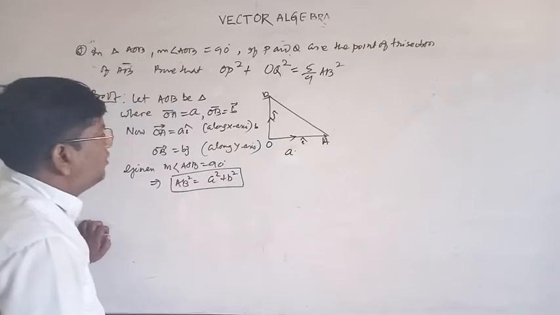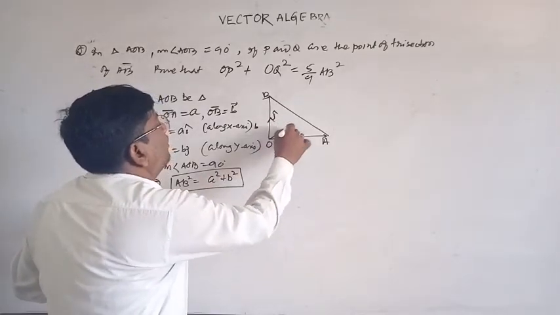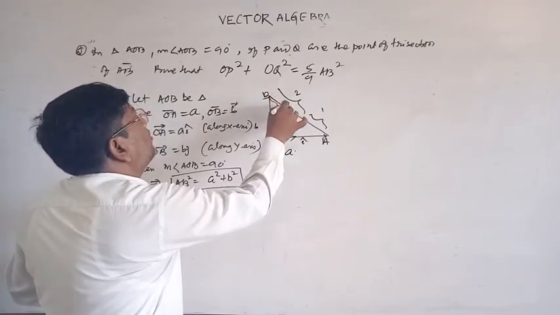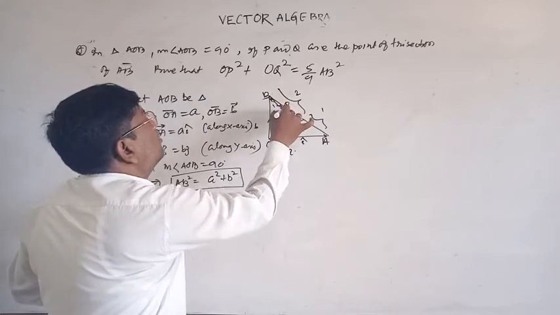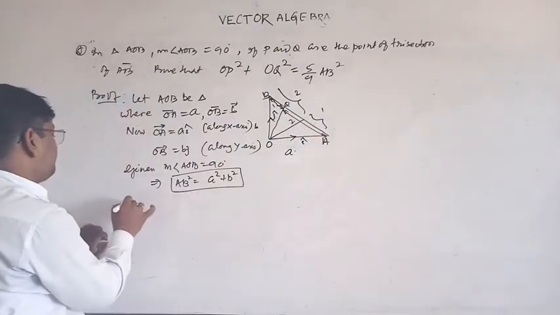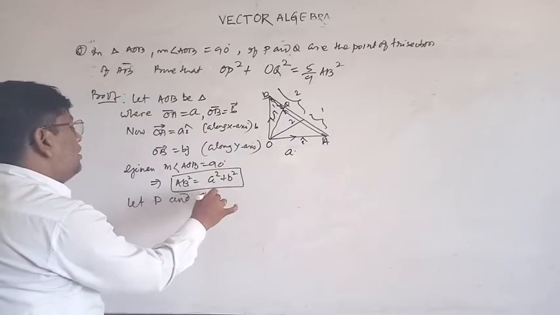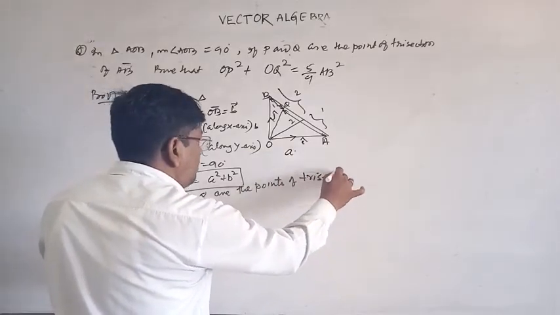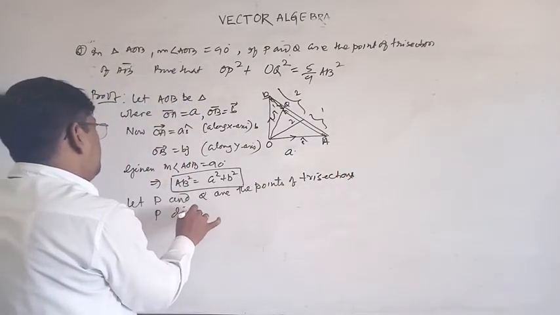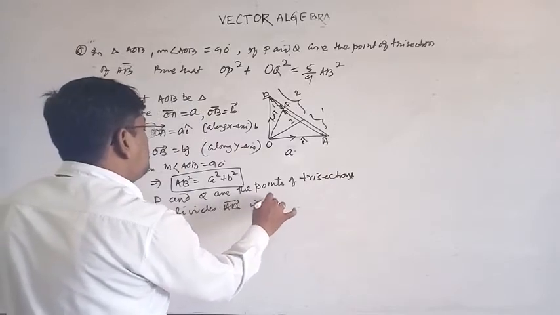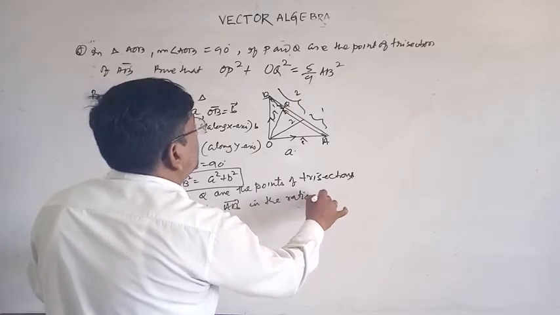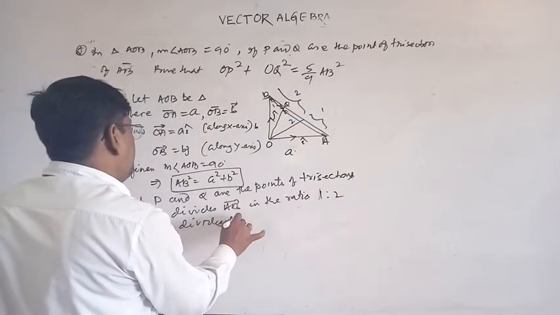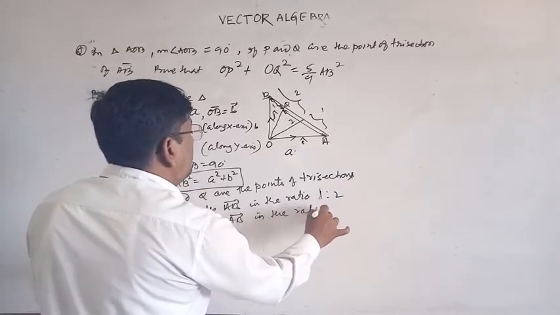Now let P and Q be the points of trisection. Suppose this is point P, with ratio 1:2, and this is point Q, with ratio 2:1. So P divides AB in the ratio 1:2, and Q divides AB in the ratio 2:1.